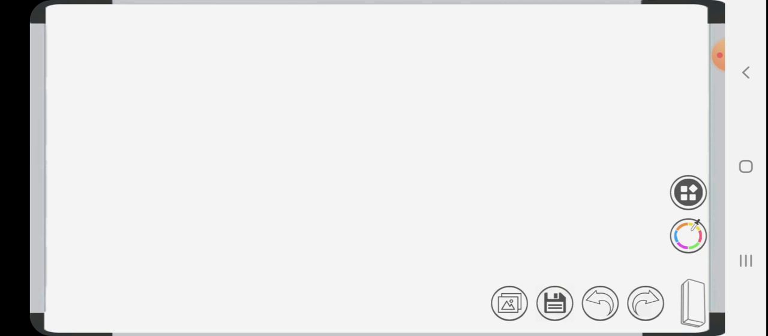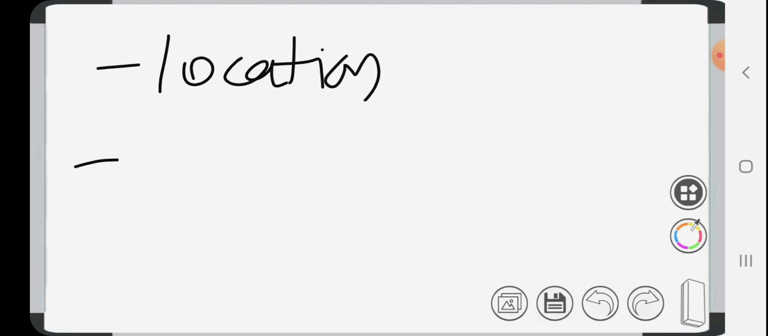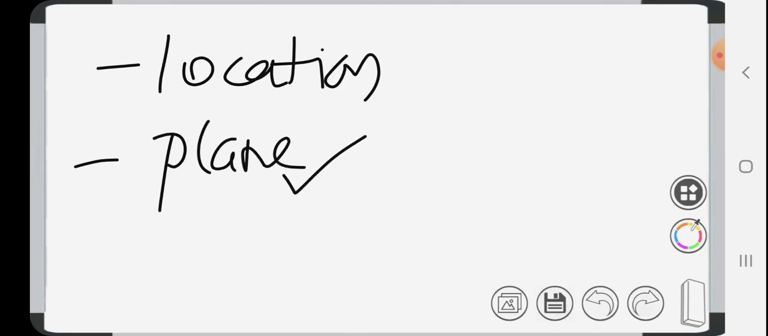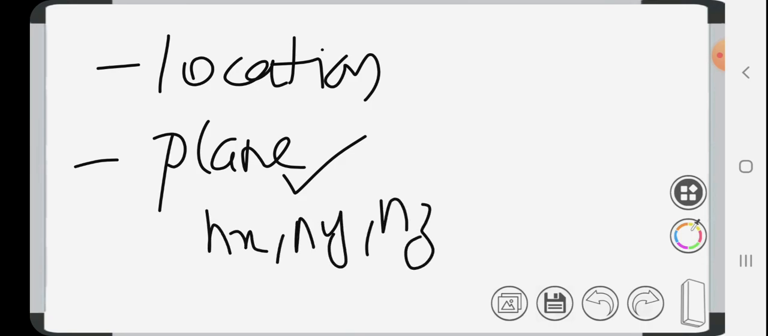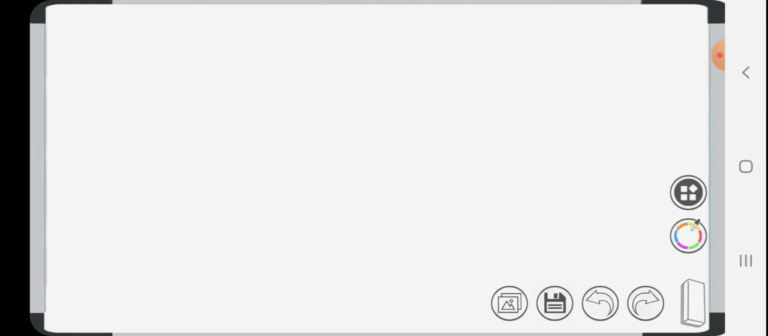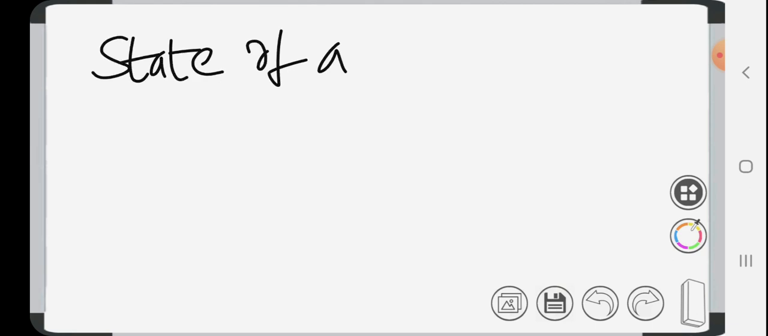Now we have studied the stress at a point. The stress at a point depends not only on the location, but also on the plane. The plane can be identified using the direction cosines nx, ny, nz. So, the state of stress at a point.